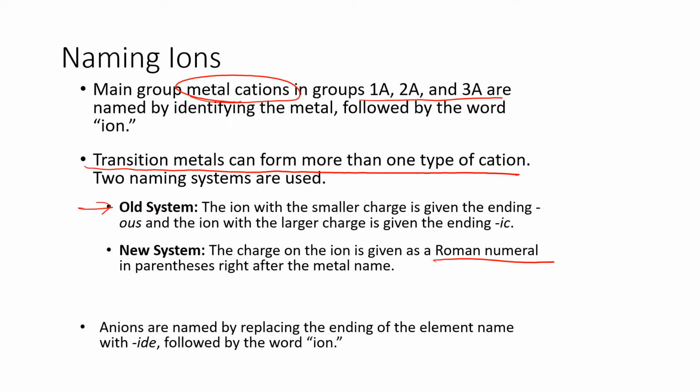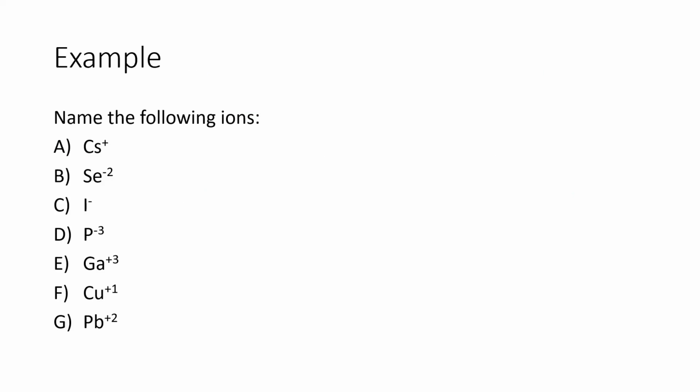As far as anions go, so this is all for cations. This is just particular for ones that form one type of charge. These are the rules for metals that form more than one type of charge. For anions, which tend to be nonmetals, we're going to change the "ine" to the "ide" ending, followed by the word ion. Okay, so now there's the theory, let's do some examples.